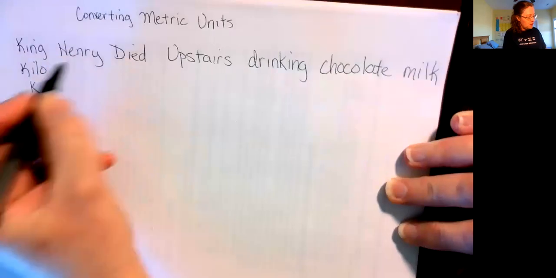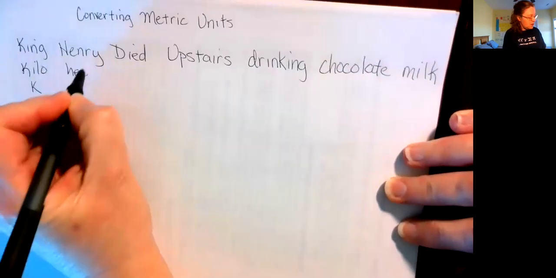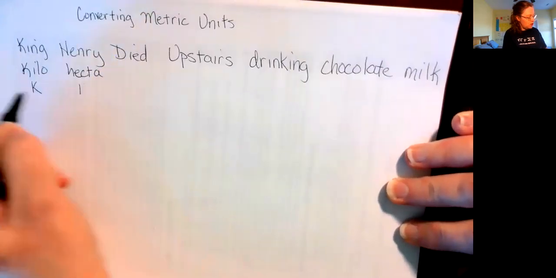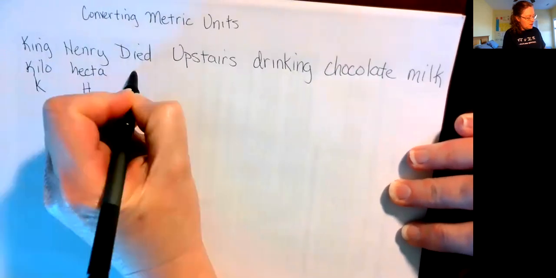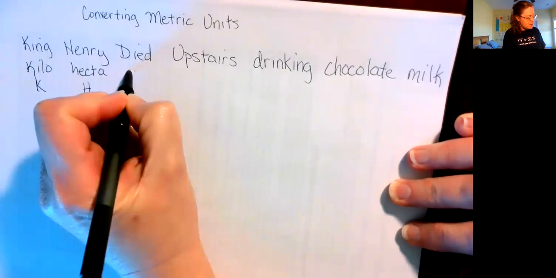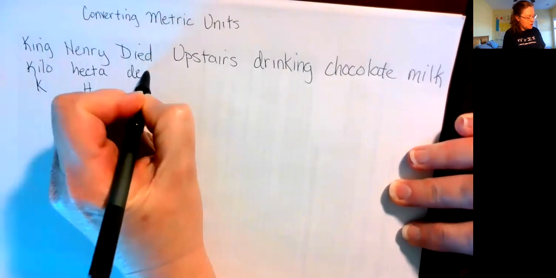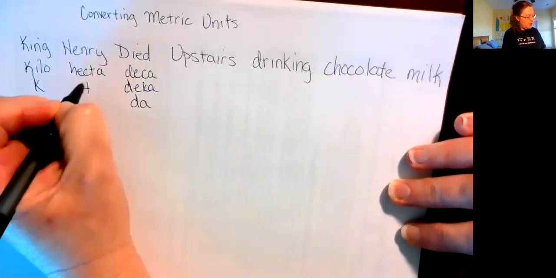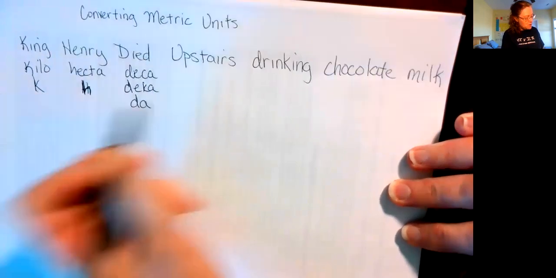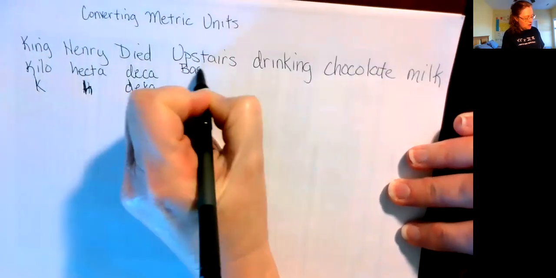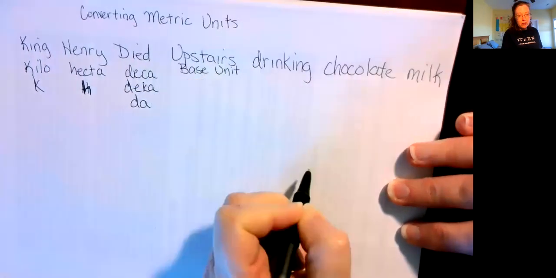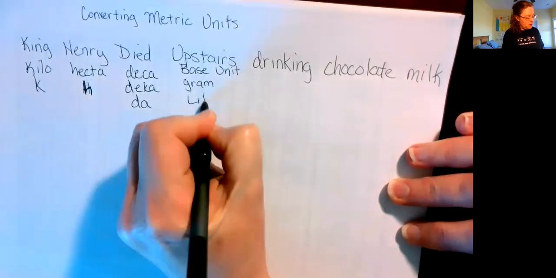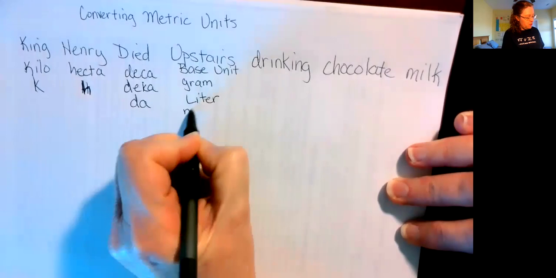kilo. The letter H goes with hecta or hecto. And I think that one's usually a capital H. The D is deca, which there's different ways of spelling it. Sometimes I see DKA, and it can be abbreviated with DA. I'll make this a lowercase h. Upstairs, this is going to be our base unit. And the three that we'll mention the most are the gram, the liter, and the meter.